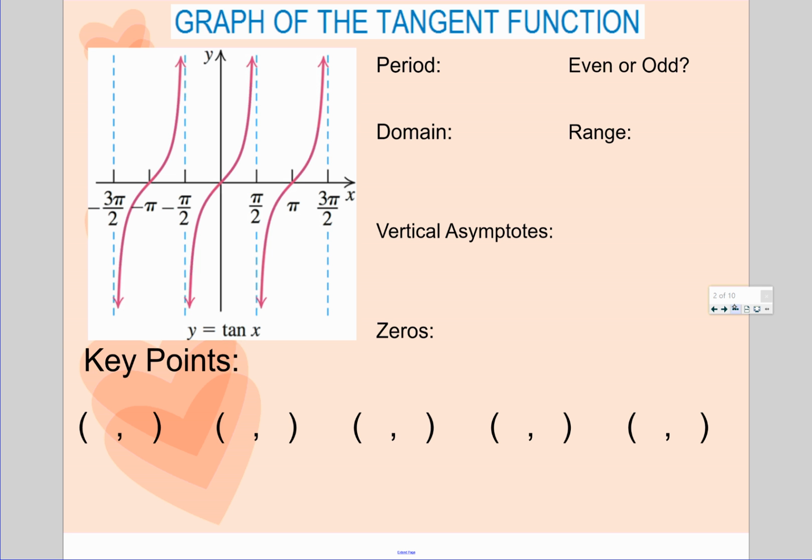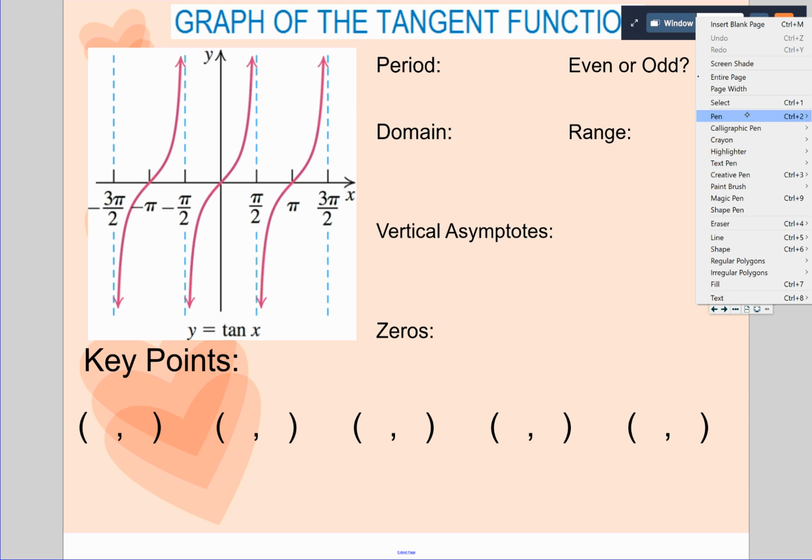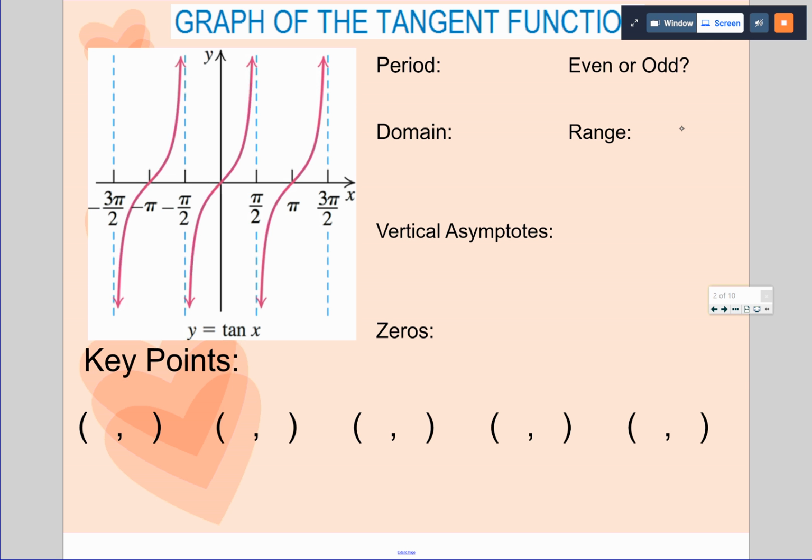So let's start with period. What is the width of one shape in this graph? How long is it? Not pi over 2, a little bit bigger than that. It is pi units long. A good place to look would be between pi over 2 and 3 pi over 2. You can find the difference between those two values, and the difference is 1 pi.